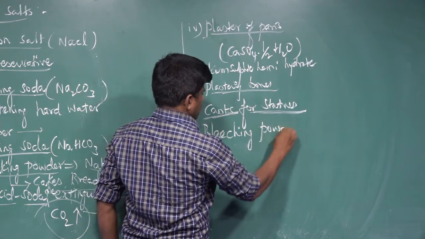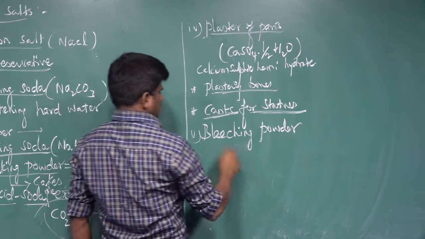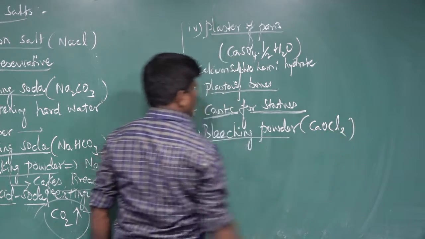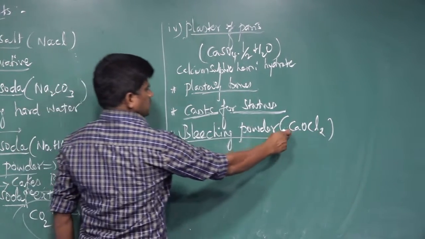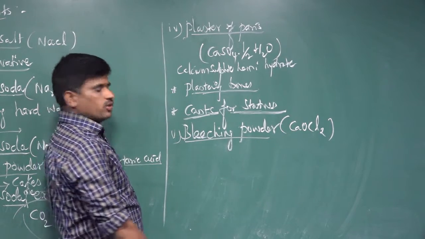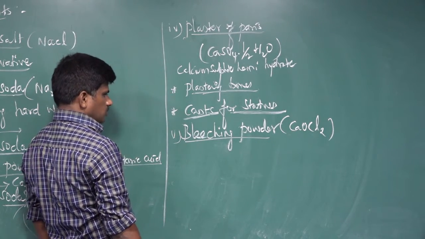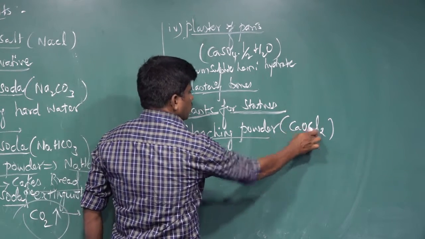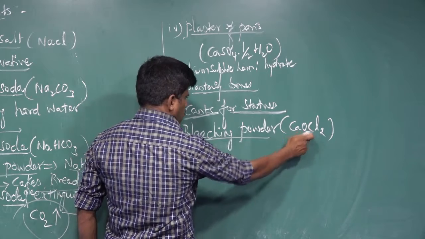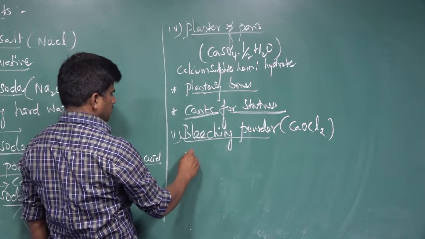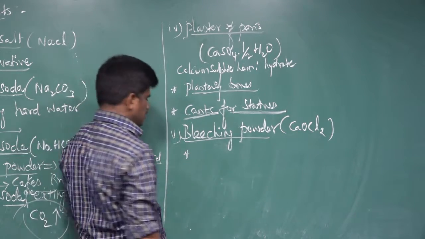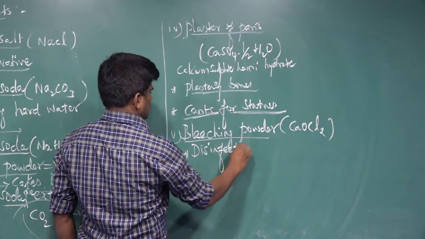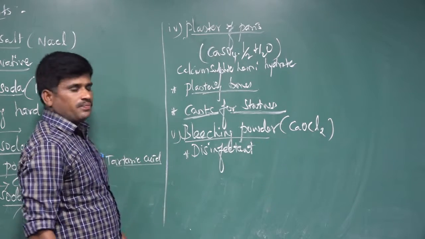Bleaching powder. The formula of bleaching powder is CaOCl2. The common name is bleaching powder, but the chemical name is calcium oxychloride. The formula is CaOCl2. Now you will know in what manner bleaching powder is used. It is used as a disinfectant.